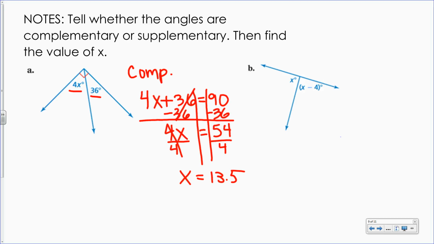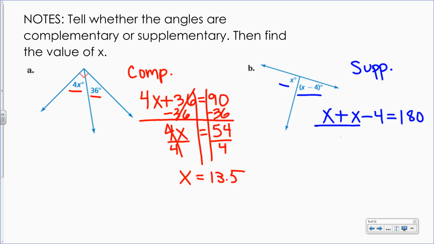Now let's look at B. Is that complementary or supplementary? They form a straight line. So hopefully you said that that is supplementary. And you can write SUPP for supplementary. And we know supplementary adds up to 180. So I would say that x plus x minus 4, those two angles have to equal 180.